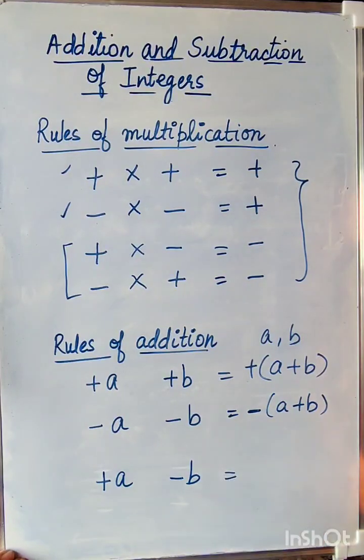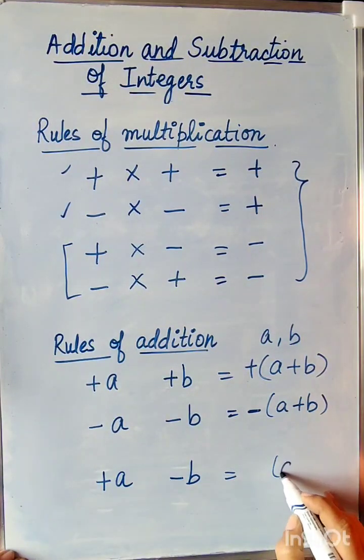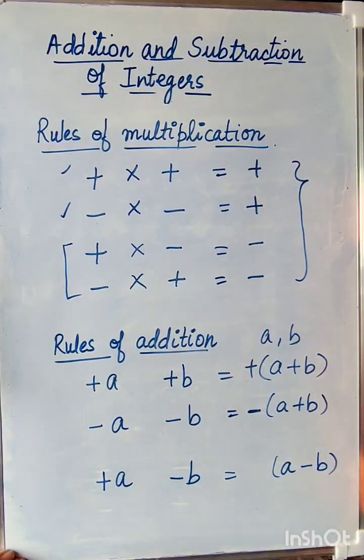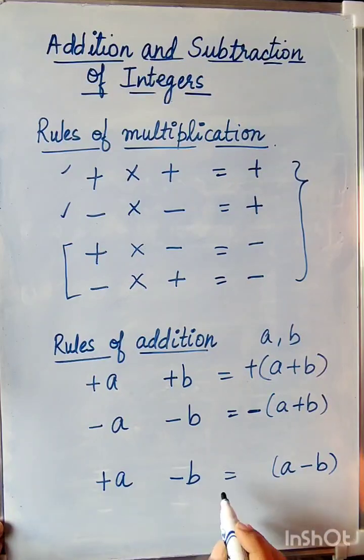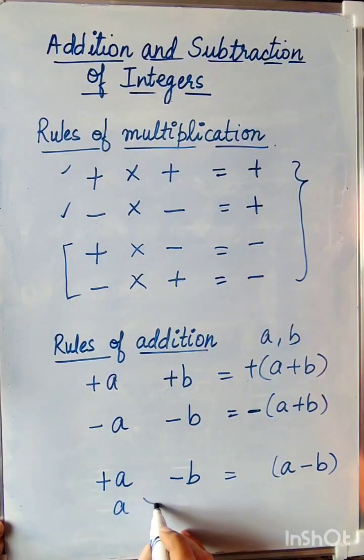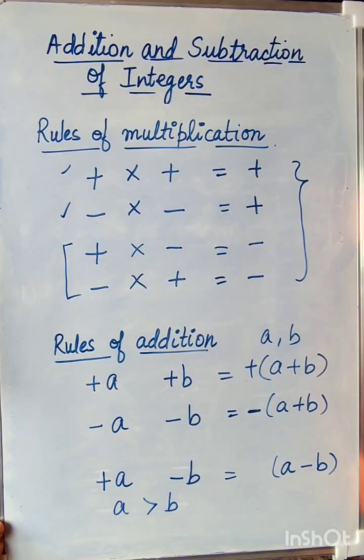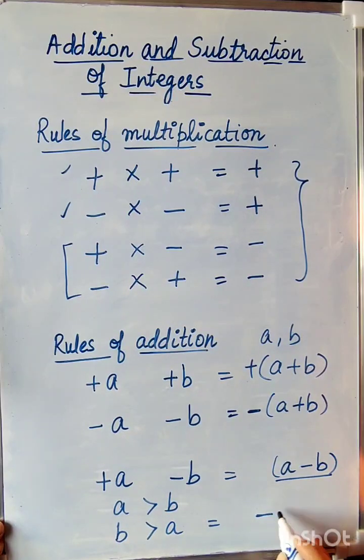Now while adding 2 numbers, when one is positive and the other one is negative, we have to keep in mind that here we are going to subtract the numbers, and we will keep the sign of the number that is bigger. That means if a is greater than b, then what will happen? It will be a minus b. But if b is greater than a, then you will get a minus sign, and the difference of these numbers, minus b minus a.